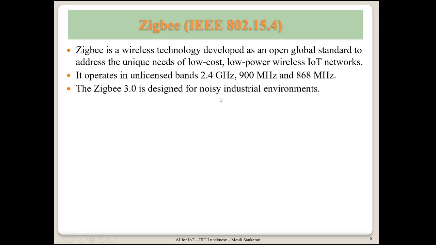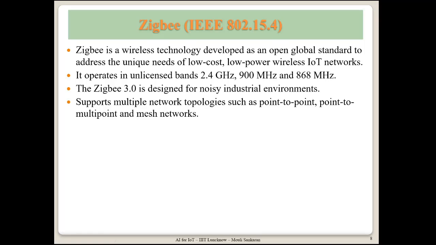Zigbee 3 is designed for noisy industrial environments. So it's basically used in industrial environments where lots of engines and machines are running and there is lots of radio frequency noise. So it should be noise resistant. Whereas UWB operates in a home environment, which is very noise free, not that noisy like an industrial environment. So Zigbee is meant for industrial environments.